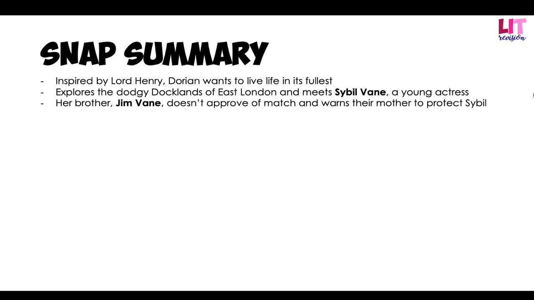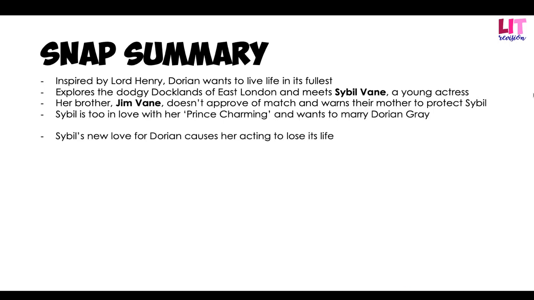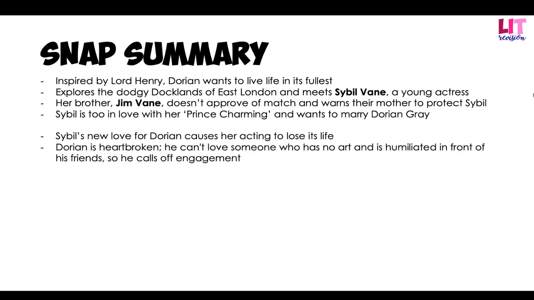Her brother Jim Vane does not approve of the match, and tells their mother to do a better job of protecting Sybil while he is away at sea. But Sybil is in love with her Prince Charming and is determined to marry him. Tragedy strikes when Sybil's new love for Dorian causes her acting to become completely lifeless. Now that she has found real love, she explains, the idea of Romeo is nothing to her. Dorian's heartbroken. He finds he cannot love Sybil without her art and calls off the engagement.